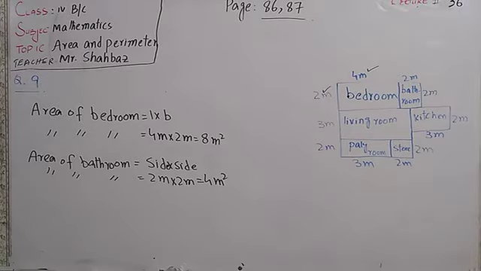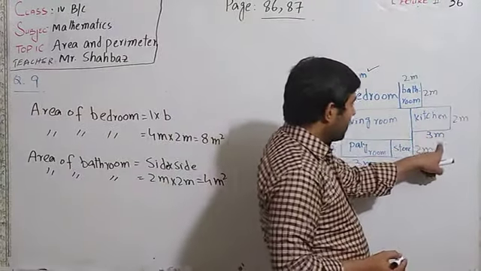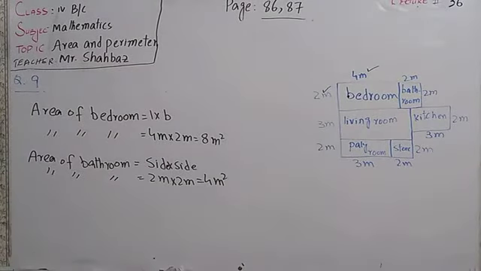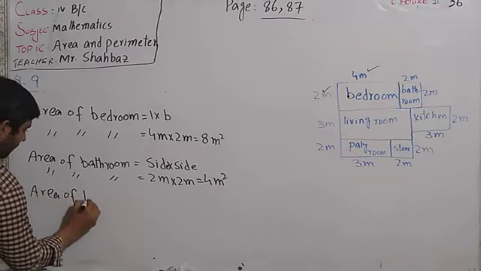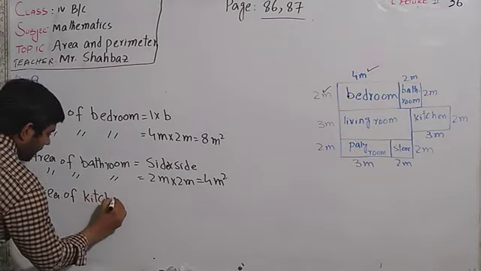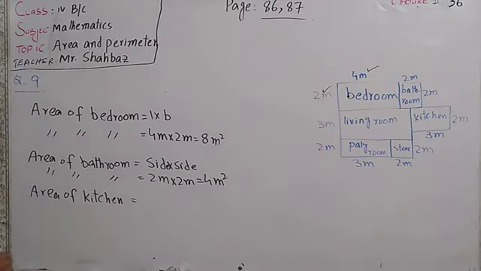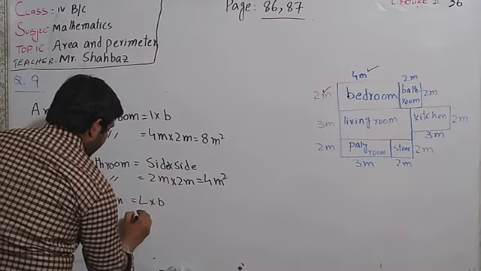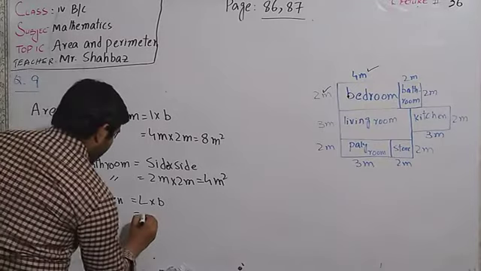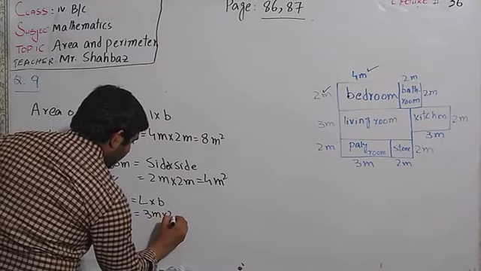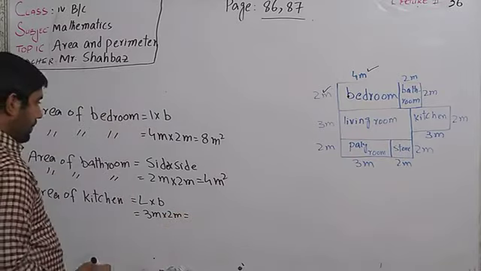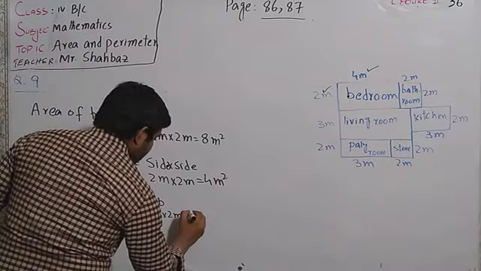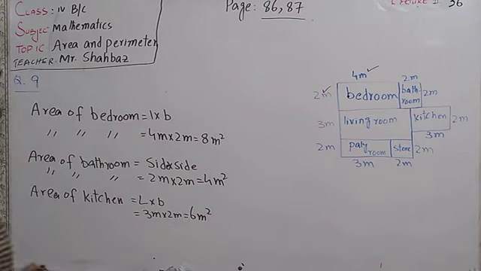Now we have to find the area of kitchen. Kitchen length is 3 meter and breadth is 2 meter. Area of kitchen is equal to length multiplied by breadth. Length is 3 meter and breadth is 2 meter, so 3 multiplied by 2 will be 6 meter square. And then we have area of living room.